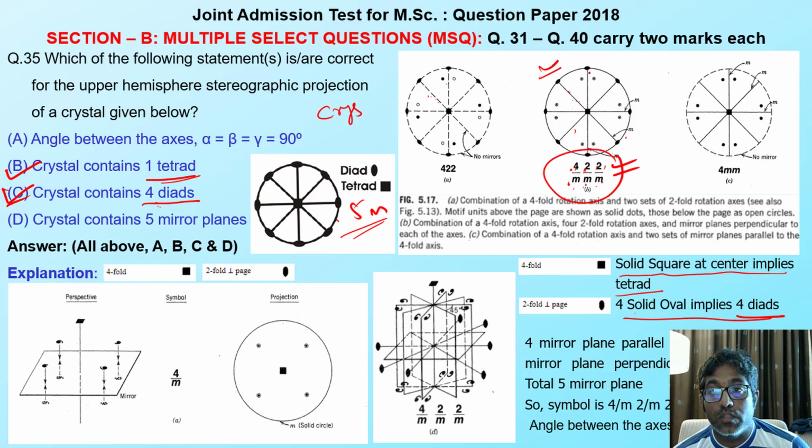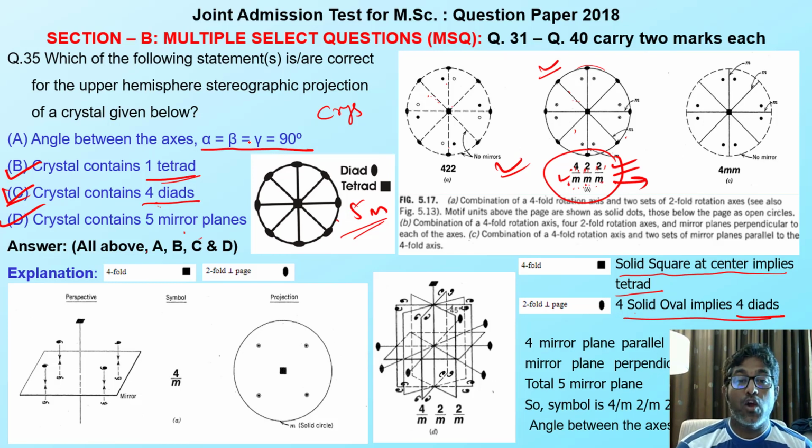Also, the solid line here indicates the mirror plane. Remember this one. When you go through this book, you will understand which figure indicates what. So it is a very good book. I will tell you the name also. So as per this, I have a crystal containing 5 mirror planes, and now I know the combination is 4 by m, 2 by m, 2 by m. This is related to your tetragonal, and in tetragonal we have the combination of alpha, beta, gamma equal to 90 degrees. And now you will ask me, sir, which book should I refer to read all this?